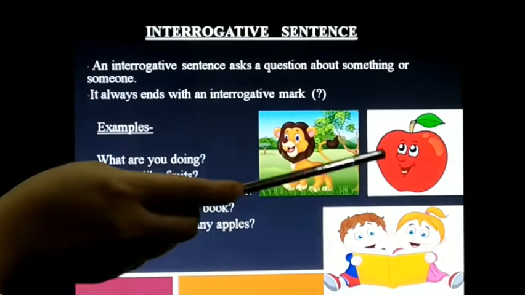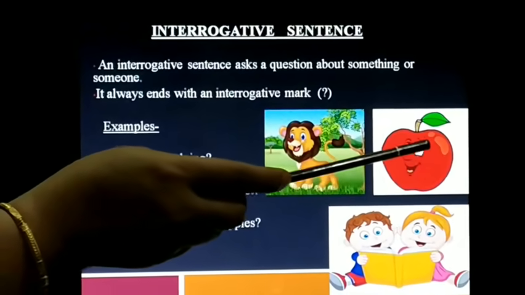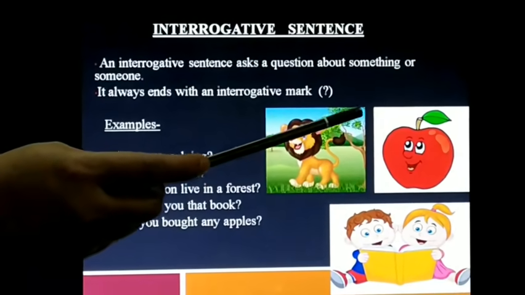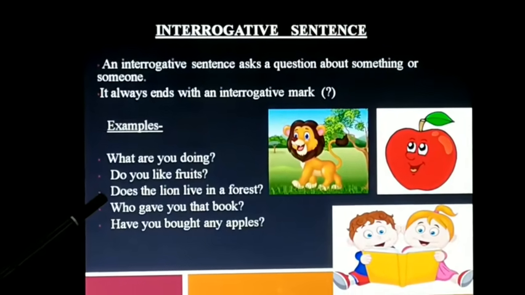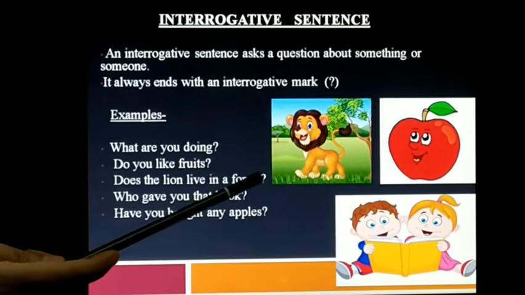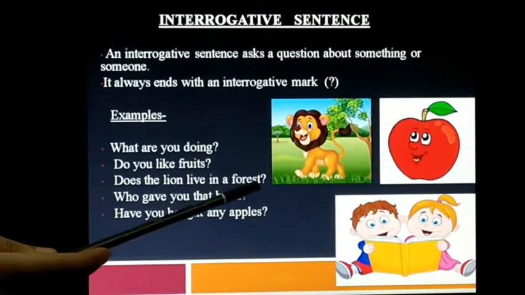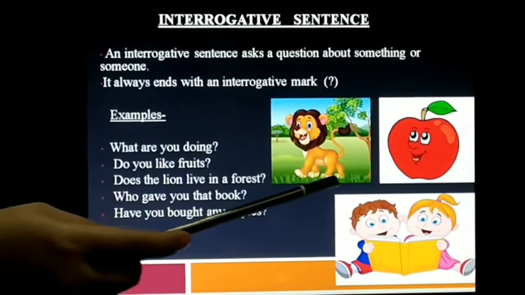Now see the fruit. Apple here. Can you see the picture of an apple? Do you eat apple? An apple a day keeps the doctor away. So always eat apple. Now see the third example. Does the lion live in a forest? Question mark. Here also, question mark at the end of the question. See the picture of a lion here.